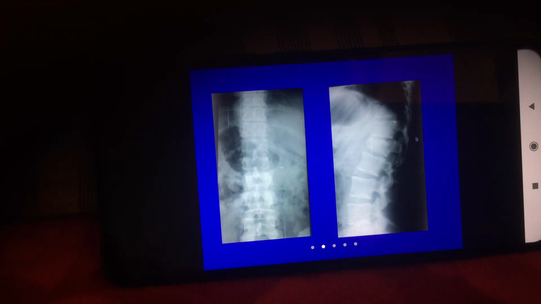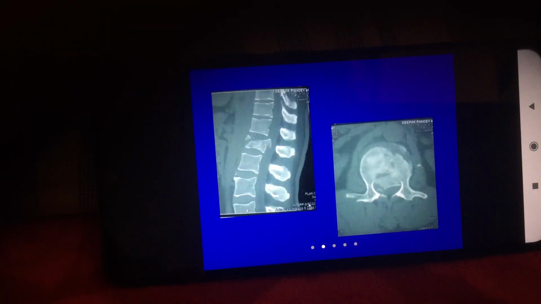There could be an element of distraction. For that, if you want to rule out all those clearly, then you have to do CT scan or MRI. And if you do, this is the CT scan, and here you can see the fracture very clearly. These are the fracture fragments.